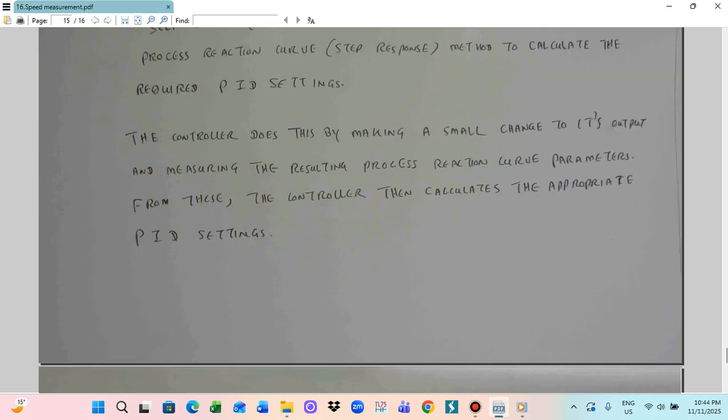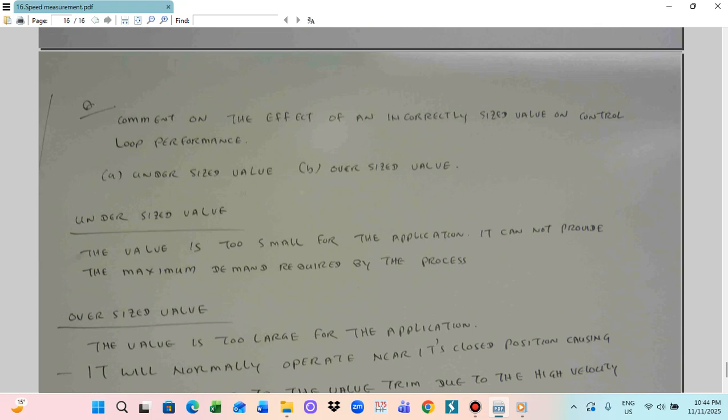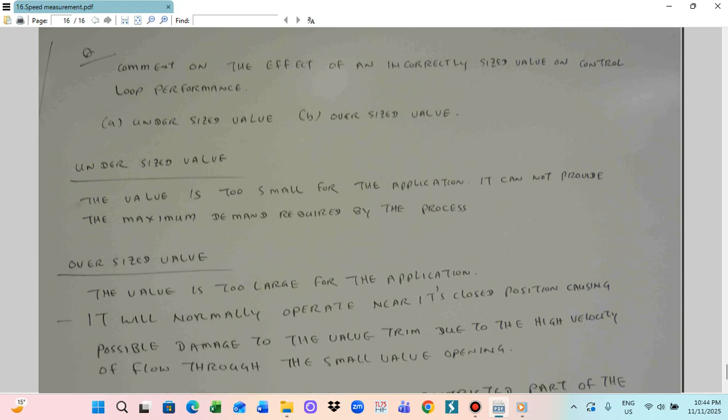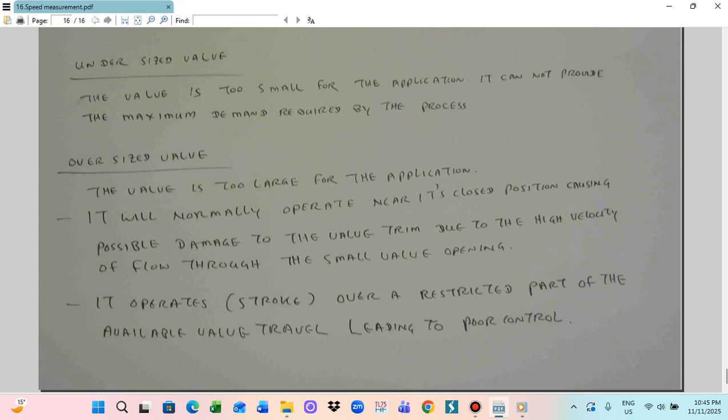There are two kinds of valve problems. The valve should be the appropriate size. An undersized or oversized valve cannot effectively control the process. An undersized valve is too small for the application and cannot provide the maximum demand required by the process. An oversized valve is too large for the application. It normally operates near its closed position, causing possible damage to the valve trim due to the high velocity. So these are the disadvantages of the undersized valve and the oversized valve.